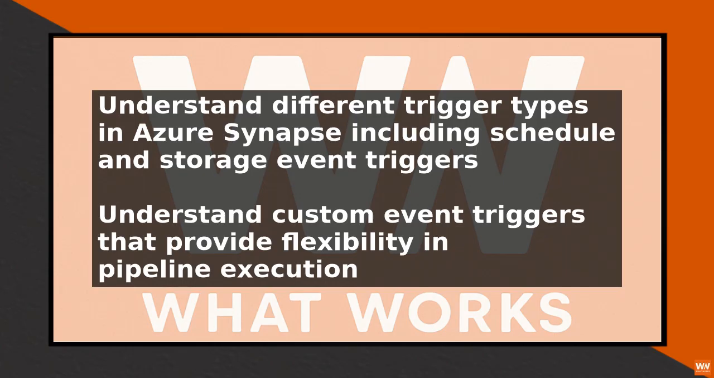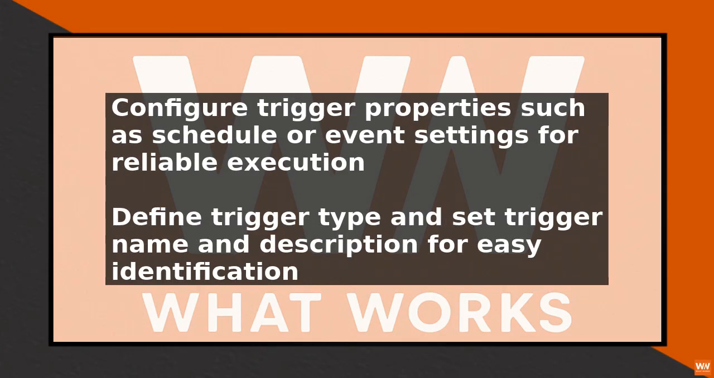First, understand the different types of triggers available in Azure Synapse, including schedule triggers, storage event triggers, and custom event triggers. Schedule triggers allow you to run pipelines at regular intervals, while storage event triggers respond to changes in Azure Data Lake storage or other storage services. Custom event triggers provide more flexibility, enabling you to trigger pipelines based on specific conditions or events.